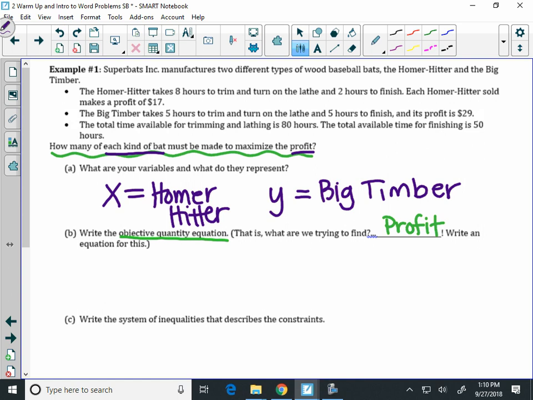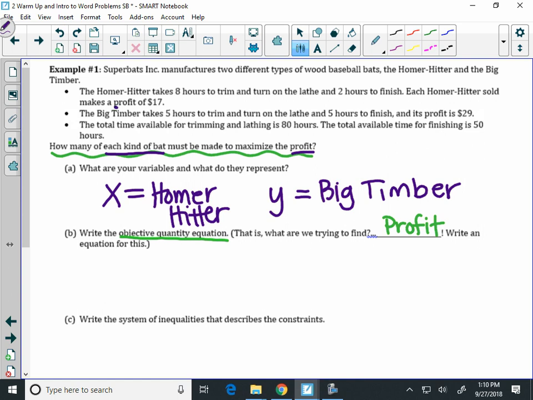Now, do you think it matters if I switch the X and the Y? No, it doesn't. You will end up getting the same answer at the end of the day. So we know X and Y. Now that I've figured out my variables, because I know what I'm making a profit of, I can write the profit equation. So let's think about the Homer Hitter. Look back up here. What does it say that the Homer Hitter makes you in profit?